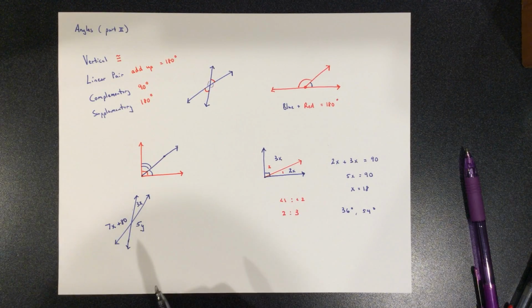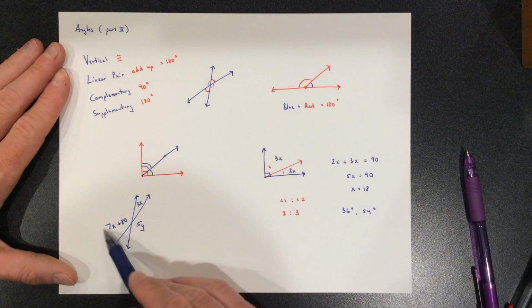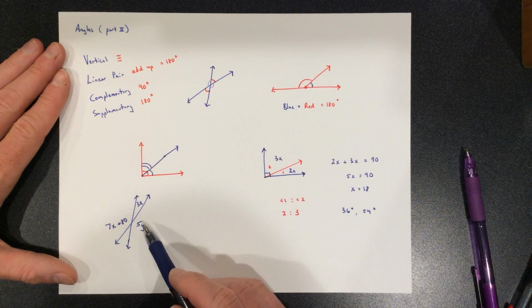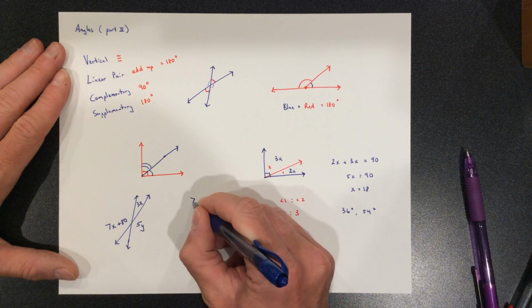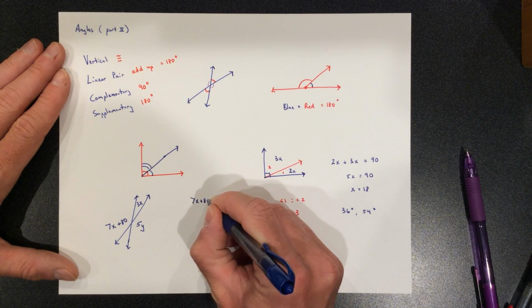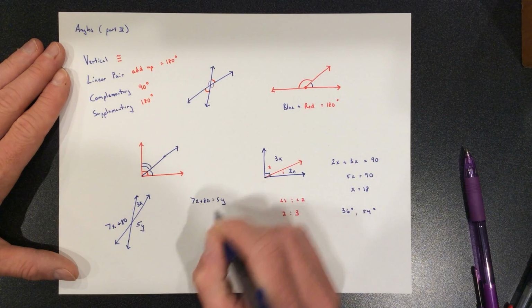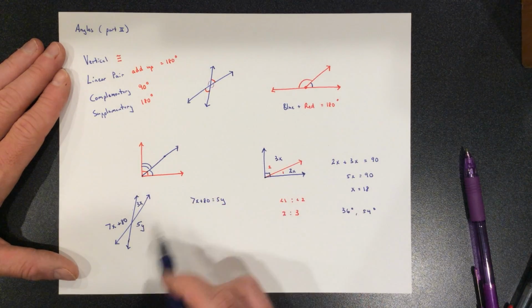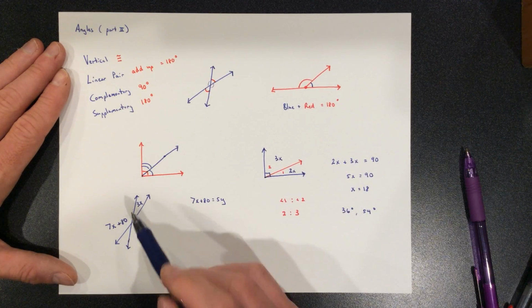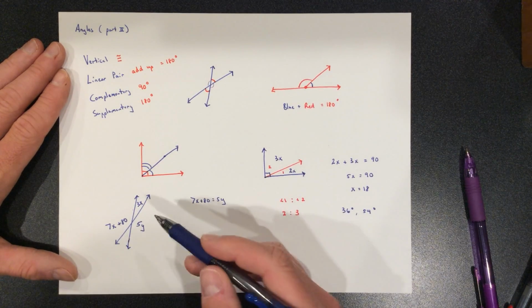So what do you know? Do you know that this 7x plus 80 is congruent to 5y? Sure, you could write that down. It's not going to be helpful. You know that this is true. But that's one equation and it's got x's and y's in it. It's true, but it's not helpful. So when you're given this situation, you want to relate the x's to the x's if possible.